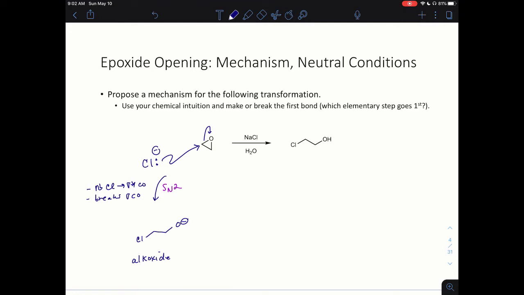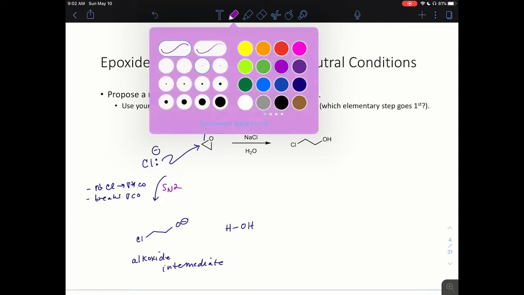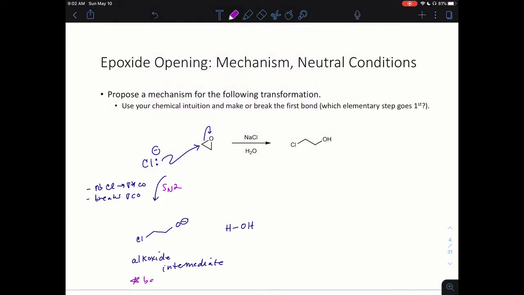And what do you think that will do? Yeah, now it's time to make the OH bond. We didn't start by making the OH bond because we didn't have an acid, but now we have a base. So this is basic, and water can act as an acid. That's why it's there. It's the proton source.